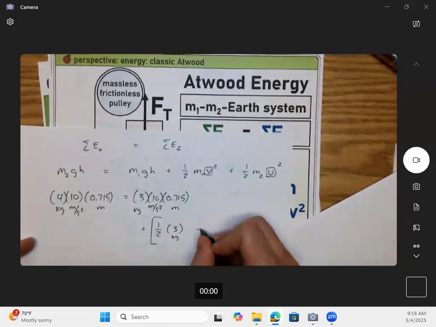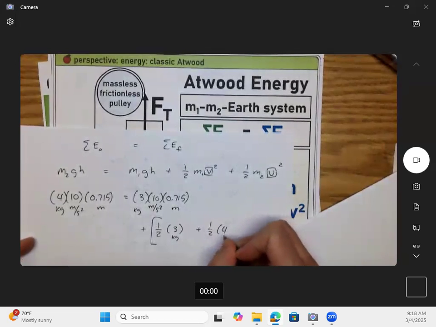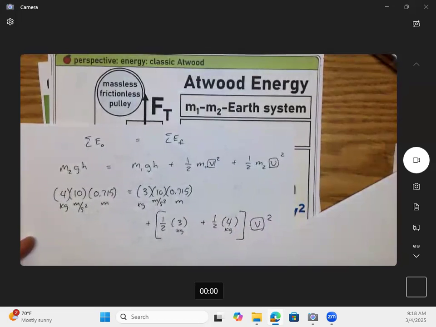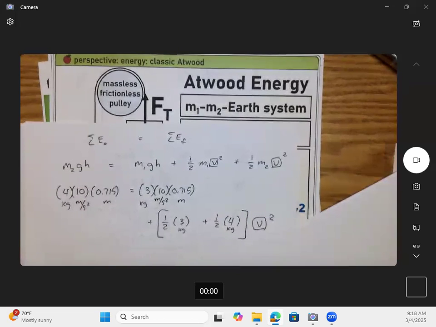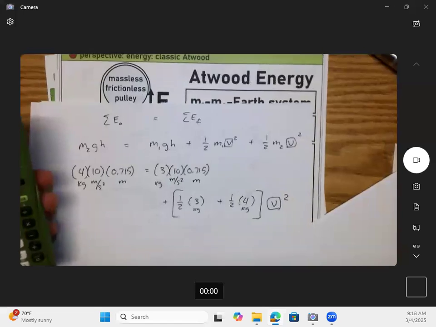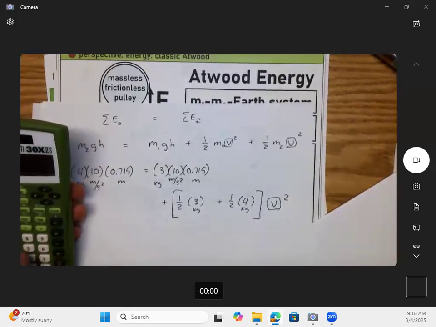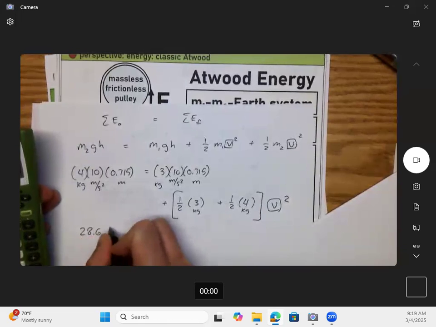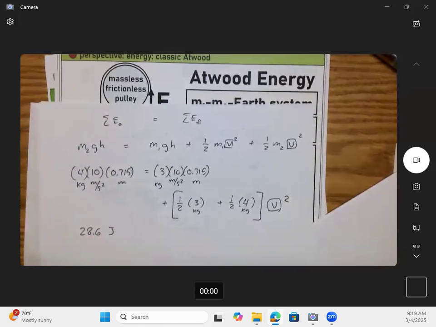So 1/2 3 kilogram plus 1/2 4 kilogram. And then out of all that, I factor out the v squared. Right, like that. You could solve this in terms of variables. We'll keep going, but let me get some hard numbers here. So it's 4 times 10 times 0.715. So this is 28.6 joules. There were 28.6 joules ever in the system.